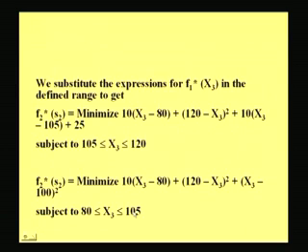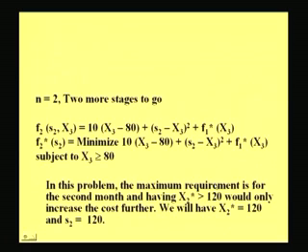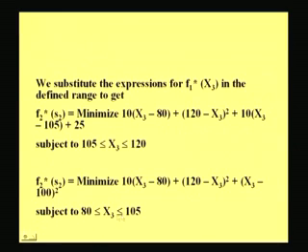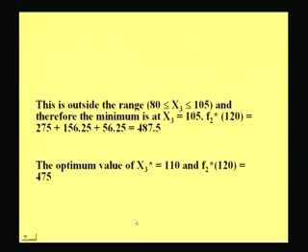So, we need to go back and substitute whether it is minimum at 80 or whether it is minimum at 105. Because this function is quadratic and because at 107.5 it is a minimum, we observe that within this range the value at 105 will be smaller than the value at 80. So, x3 star is actually 105 in this case and not 107.5. So, we will take 105.